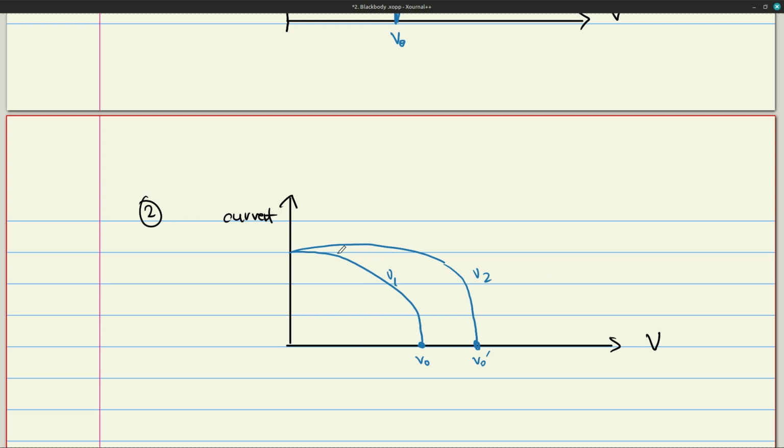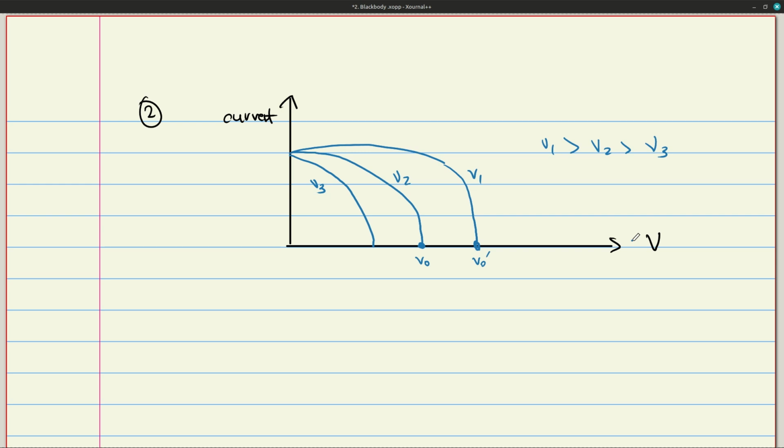And if I decrease the frequency, I have, let me actually sort it out. Let me write it like this: nu1, nu2, nu3, and nu1 is bigger than nu2 is bigger than nu3. And here, keep constant intensity, but tune frequency. So that's the second experiment.